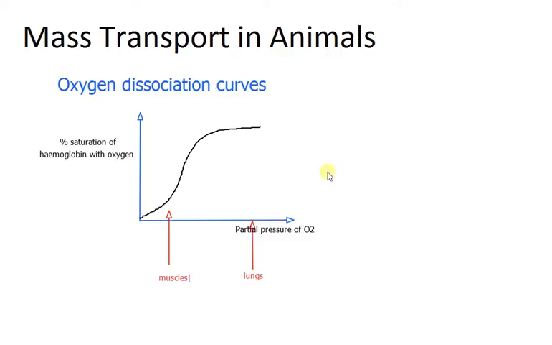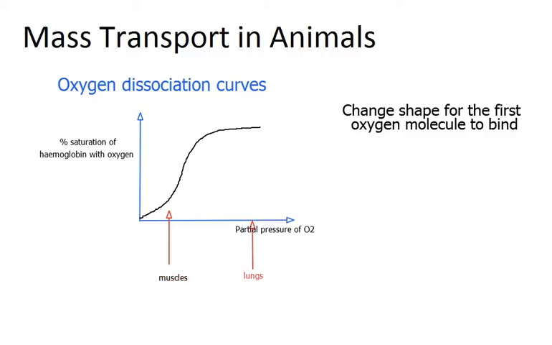So you can see that the curve is not directly proportional and it's an S shape. This is because it's harder for the first oxygen molecule to bind, because the haemoglobin molecules have to change shape. However, once the first molecule has bound to the haemoglobin, the other oxygen molecules can bind more easily. So this is called cooperative bonding.